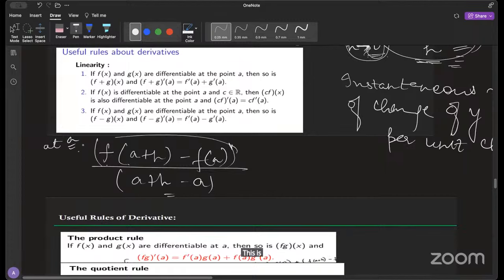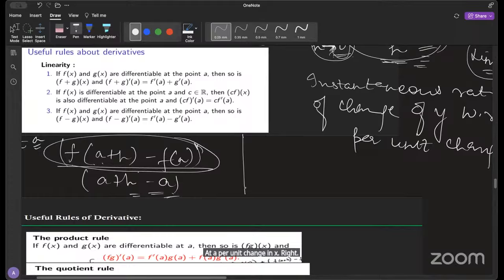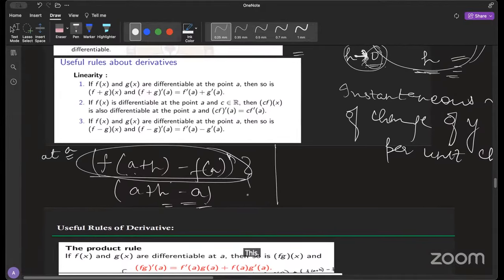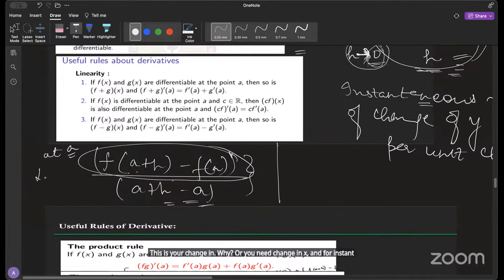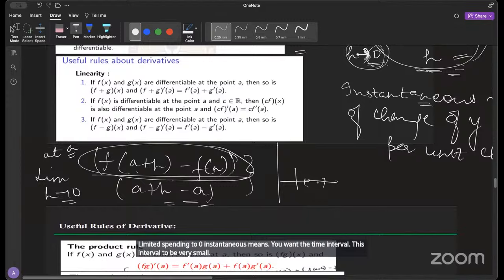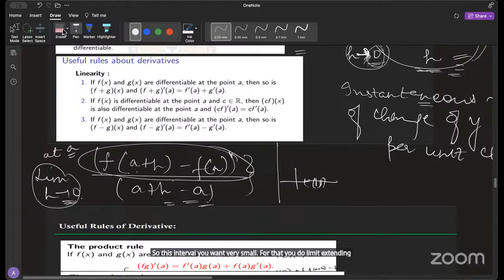This is the change in y at a, and if you divide it by the change in x, you'll get the change in y at a per unit change in x, right? Yes. So this is your change in y per unit change in x. And for instantaneous, you do this thing, limit h tending to 0. Instantaneous means you want this interval to be very small. So for that, you do limit h tending to 0.